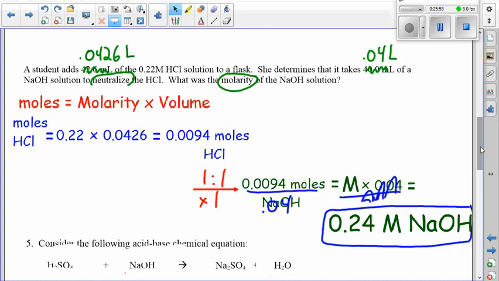Yes, sir. Will we do equations at our titration stations? At your titration stations? Yeah. Equations at your stations? Sorry.